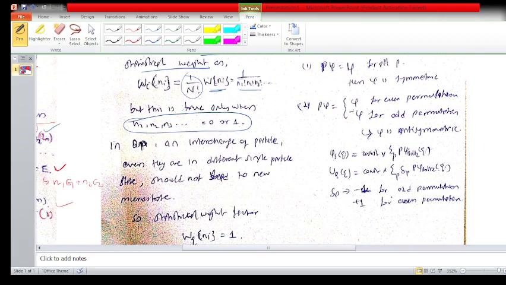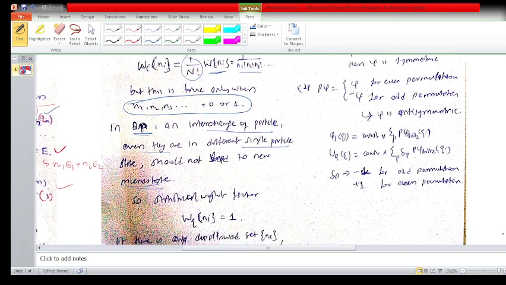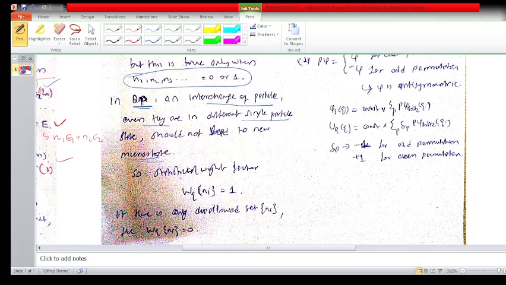So in quantum mechanics, an interchange of particles, even if they are in different single particle states, will not lead to a new microstate. In quantum mechanics, unlike classical mechanics, if you are interchanging particles, it will not lead to a new microstate. And so the statistical weight factor in quantum mechanics, that is WQ of Ni, will always be equal to 1.